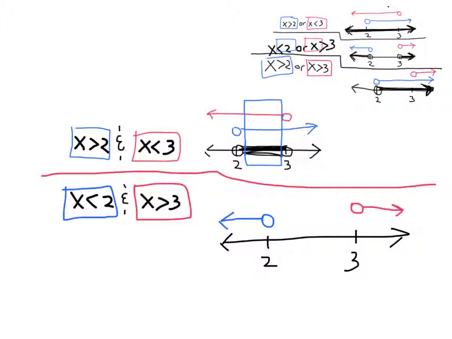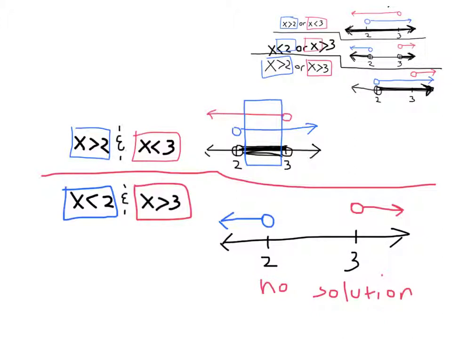Now, as you can see clearly, there is no intersection. And since it's an AND problem, when there's no intersection, that means there is just no solution. Because there's no intersection, and it's an AND problem. So that's when you get the no solution situation.